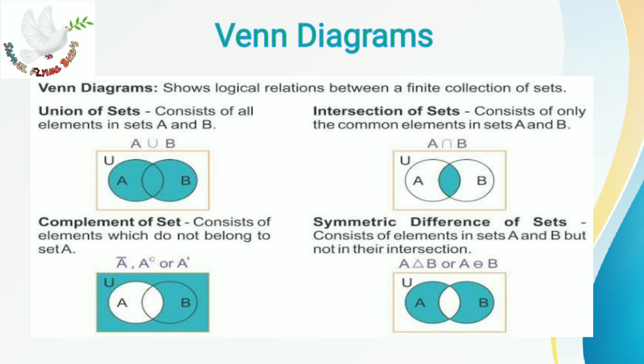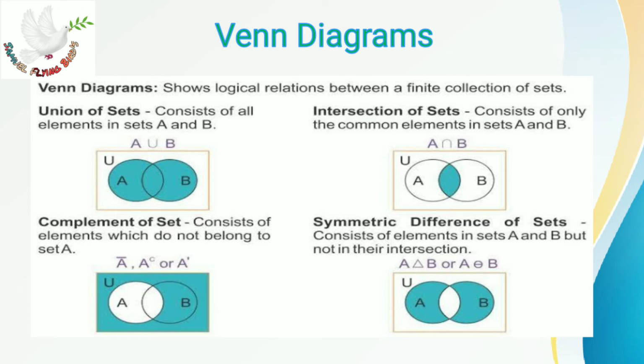Coming to the next one, the complement of a set consists of elements which do not belong to set A. If set A consists of any element, it should not be related to the other set which is in the universal set. So the complement of A is nothing but all the remaining terms in the universal set except set A, or in another set like B. It is called the complement of A.